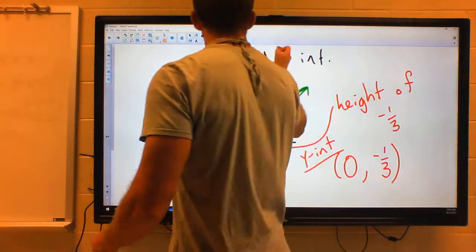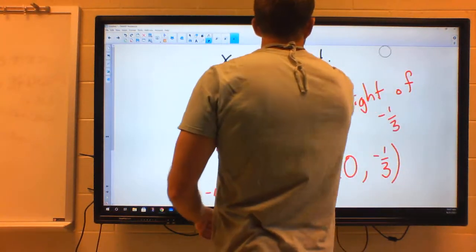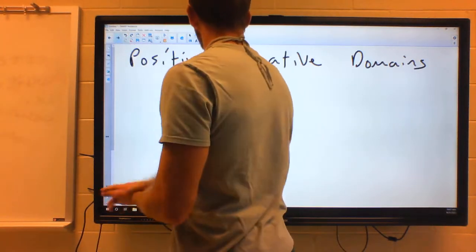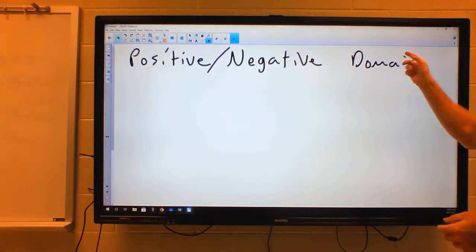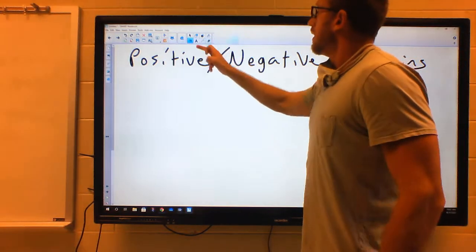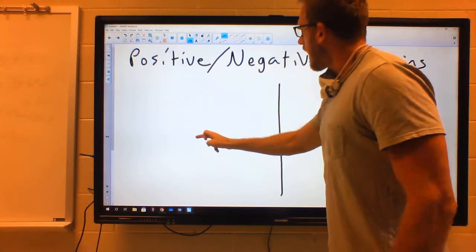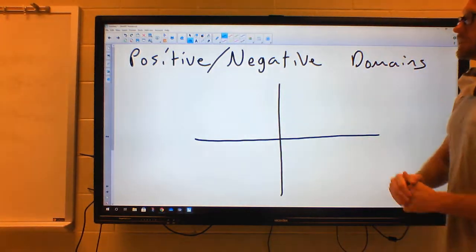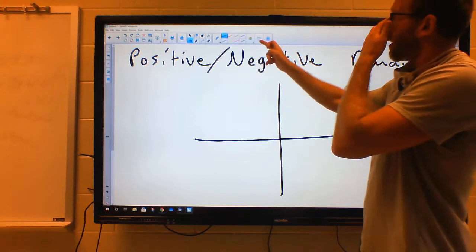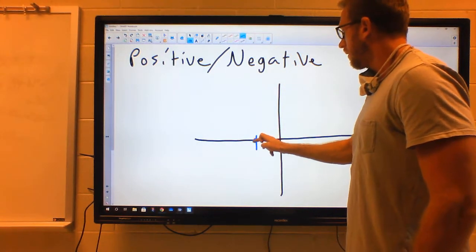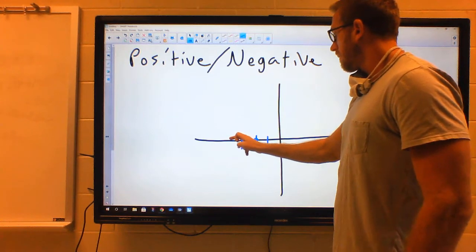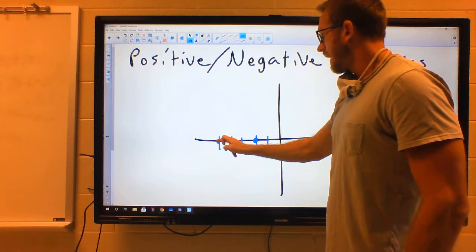So this is really essential that you are able to follow along with all of this. The next really important skill today is our positive and negative domains. Just like we looked at increasing and decreasing domains, now we're going to look at positive and negative domains. So let me look at almost that same problem. I don't know if I can draw it again.